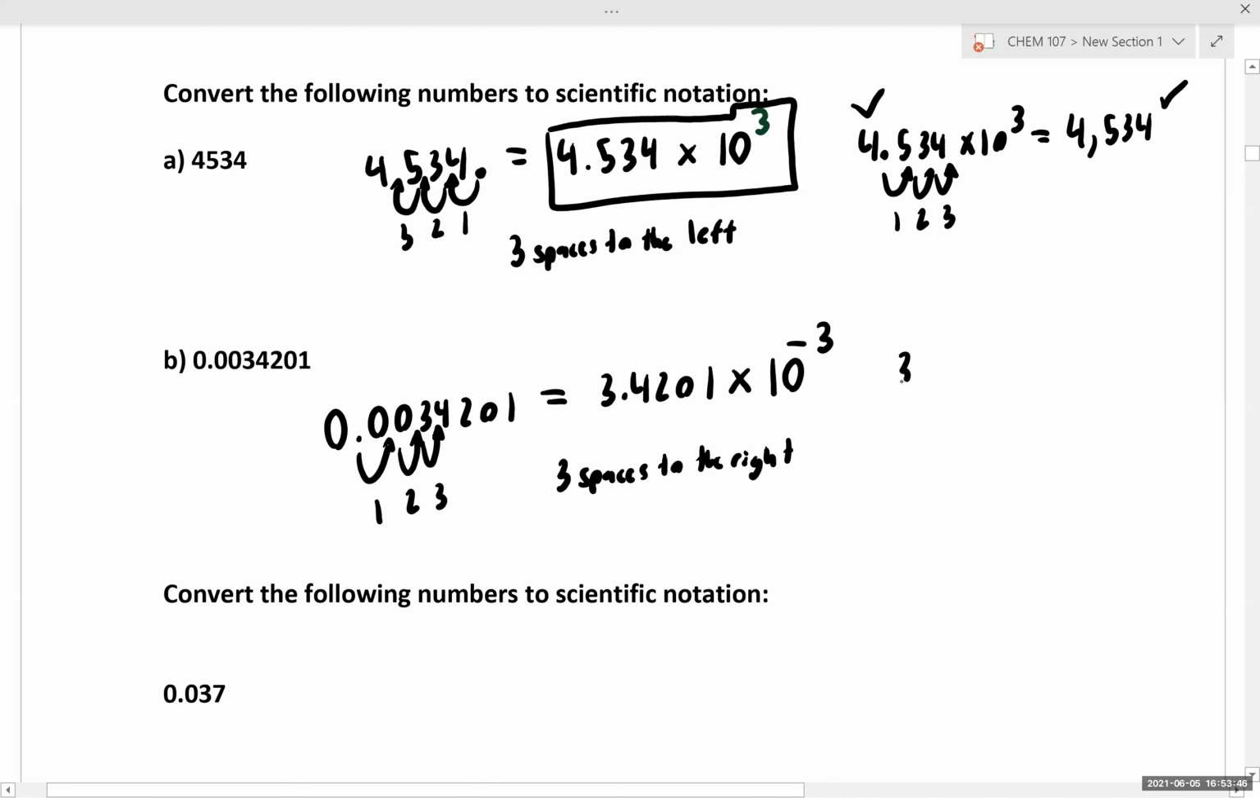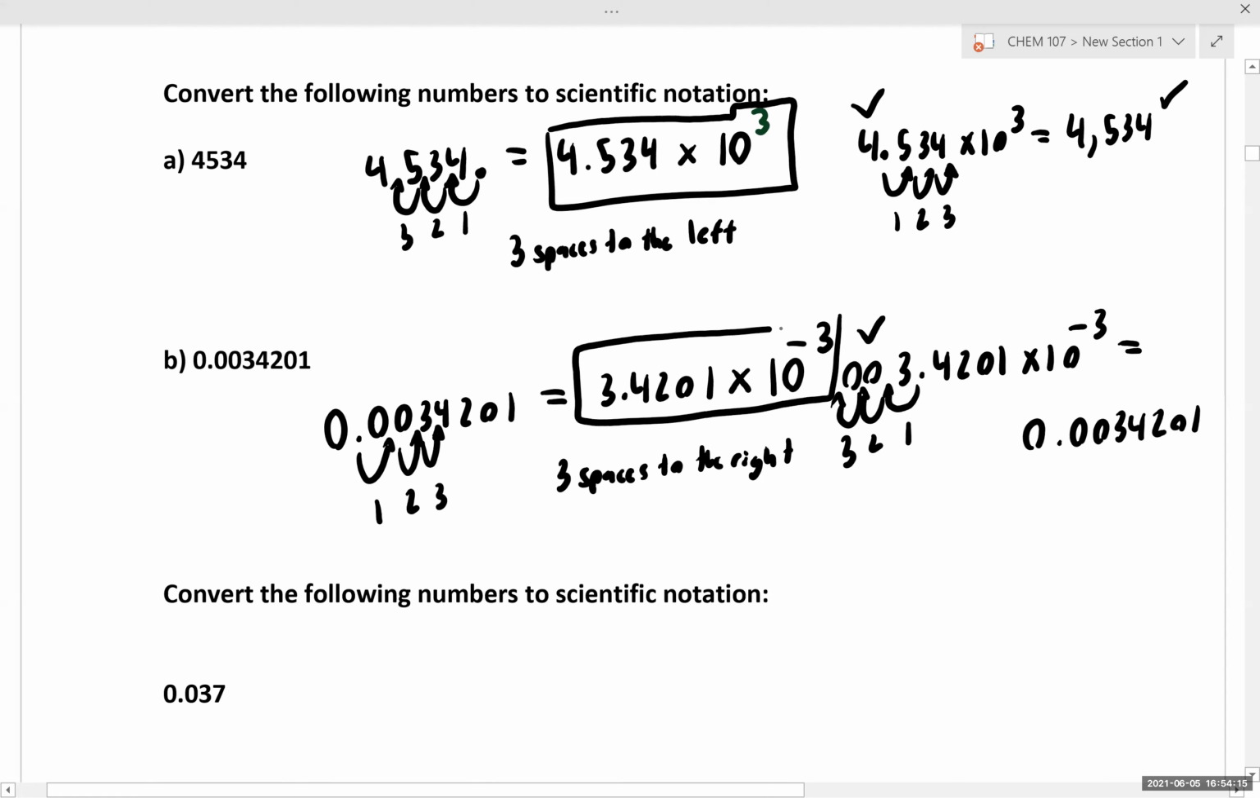To check our work on this, if we rewrite our number and multiply out this exponent, if we're multiplying by a negative power of 10, we move our decimal point to the left. In this case, we move it to the left 3 times because we're multiplying by 10 to the negative third. And that in turn gives us 0.0034201. So we have fully checked our work for this problem.